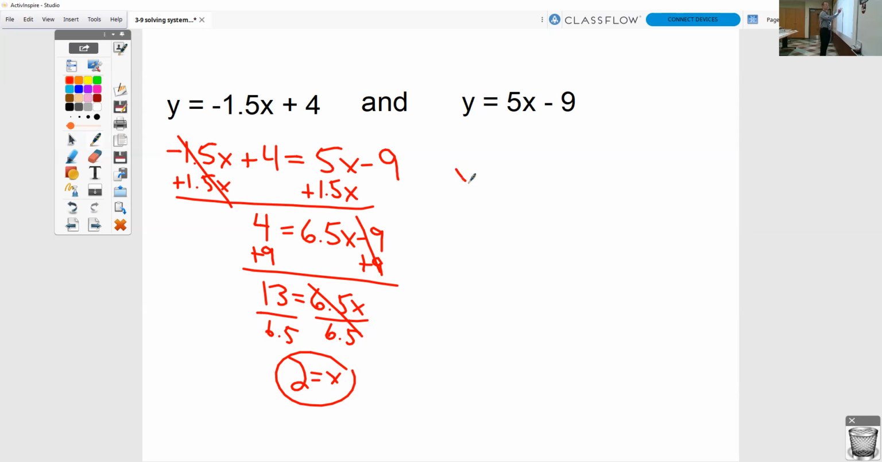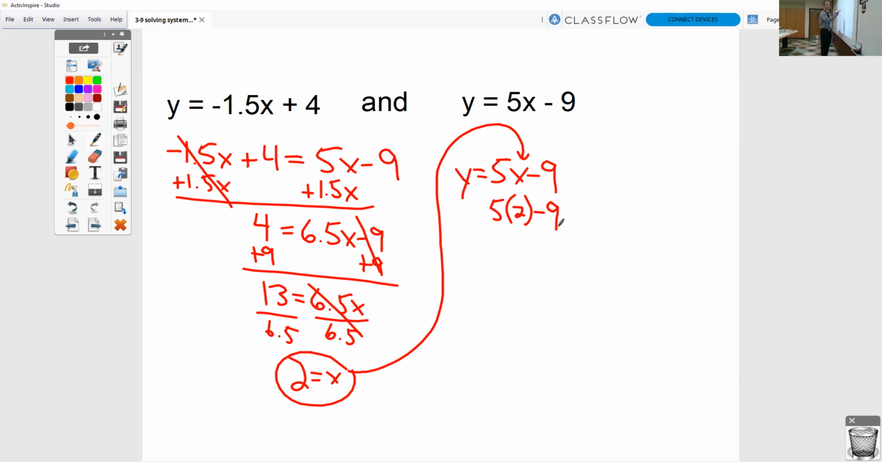Probably what most people would do is they would avoid the decimal. So I'll avoid the decimal, even though I think that one's probably easier to sub in. So we're going to take this 2 and sub it in for x. So instead of 5 times x, I have 5 times 2 minus 9. You can type that into the calculator. That's 10 minus 9, which is 1. So we get x equals 2 and y equals 1.